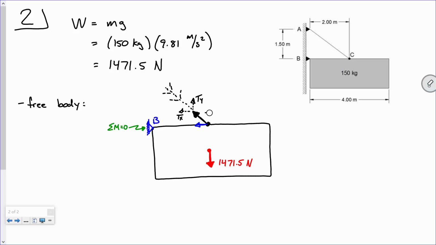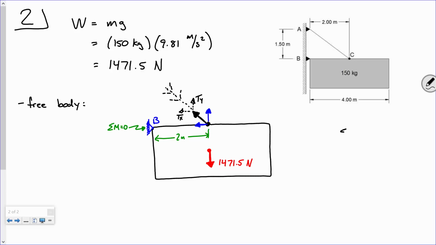Let me erase that. And the reason why I'm doing that is because if I sum moments, moment is a force times a distance, this part's going right through there, so I don't have to consider it. That make sense? Okay, all right. By the way, what is this distance from here to here? Did they give us that? 2 meters.